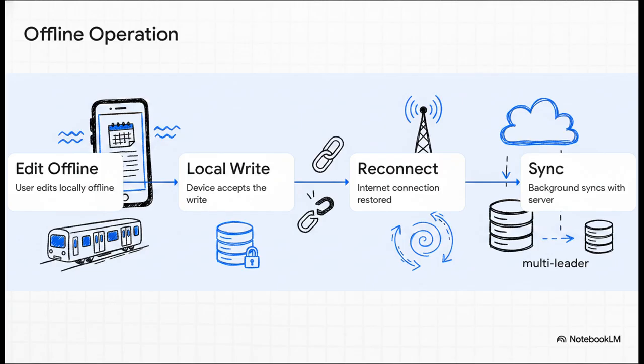Well, when you do that, your phone is essentially acting as a local database leader. It accepts the write locally and immediately while you're offline. Then, when you finally step off the subway and get your connection back, a background process kicks in and syncs your local phone leader with the main server, which is just another leader. It is the exact same multi-leader principle, just taken to the extreme where your mobile device is basically acting as a highly unreliable, disconnected data center.